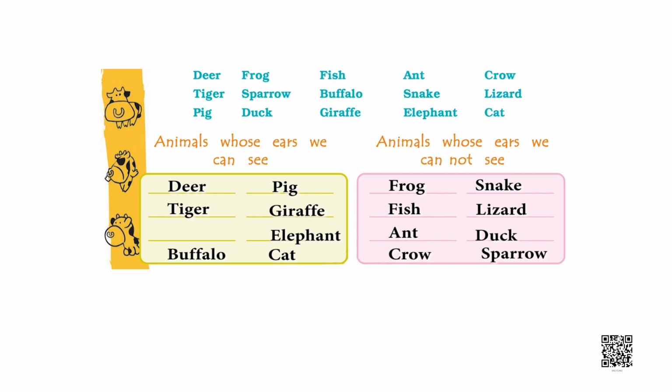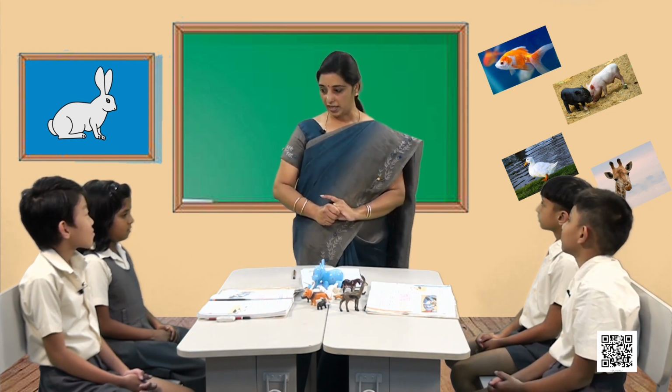Did you all finish, children? Wasn't that exciting? Yes, ma'am. Okay, very good. Did you all complete that activity? You enjoyed it, right? Now, you have learned so many things about the ears of animals. Some animals have ears you can see, and some you cannot see externally, as the ear is not seen outside their body.